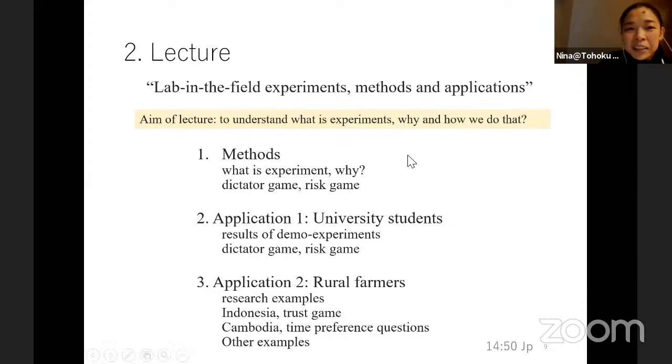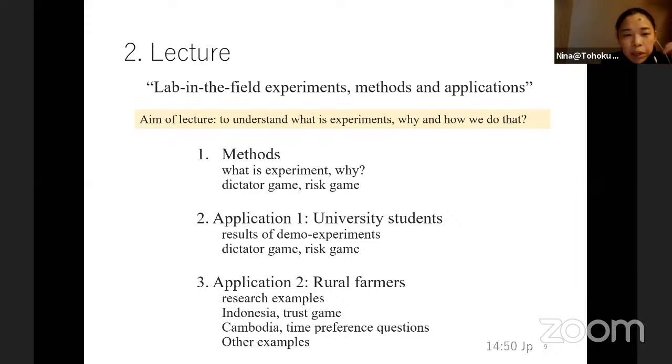So the aim of the lecture is to... I'm curious, what is happening? Sorry for the interruption again. So you said to mute the voice? Yes, I see.